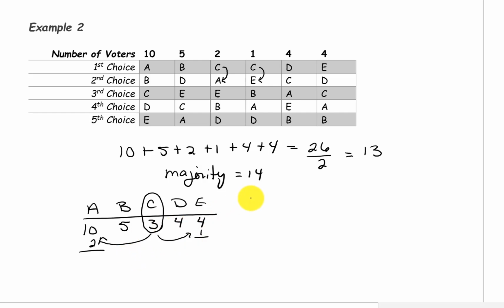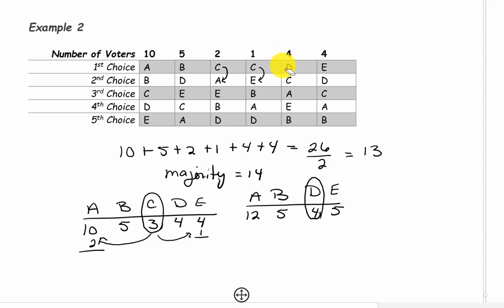So now make up our new chart. A, B, C has now been eliminated, and then we have D and E. A now has 10 plus 2 or 12 first place votes. Candidate B has 5 first place votes. Candidate D has 4 first place votes, and candidate E has 5 first place votes. Again, no one has majority, so we need to eliminate the candidate with the least number of first place votes, which will be candidate D this time.